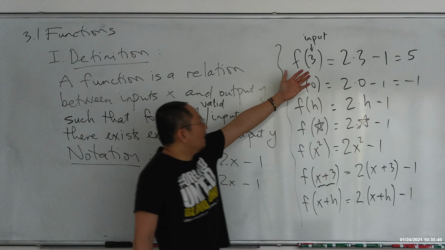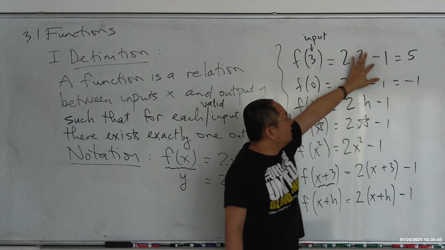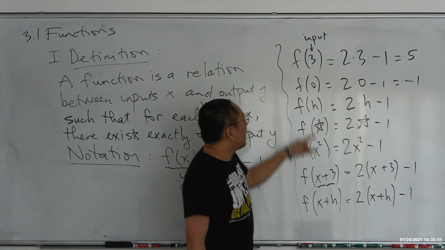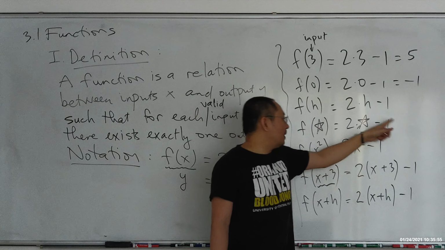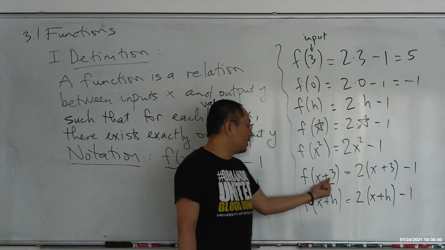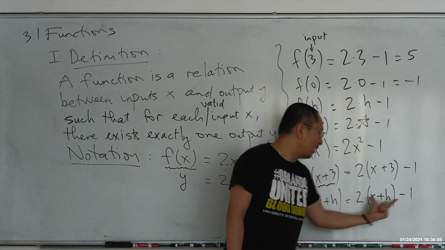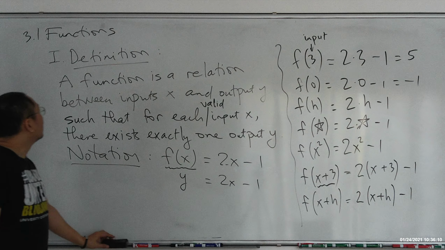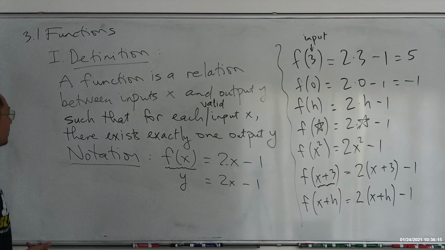So I'll give you a lot of examples right here. When I put in x equal to 3, double the 3, minus 1. I receive 0, I double the 0, minus 1. I receive an h, I double the h, and then minus 1. I receive a star, I double the star, and minus 1. I receive x squared, I double x squared, minus 1. I got x plus 3 as input, and I just double x plus 3 and then minus 1. Of course, we can simplify here, but I just want to emphasize the idea of function. Okay, that was the definition of function.